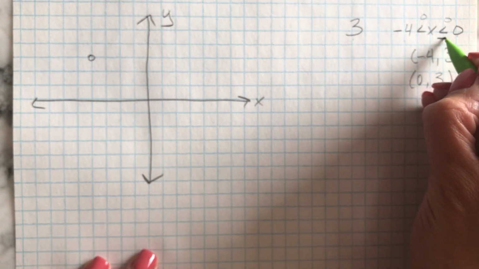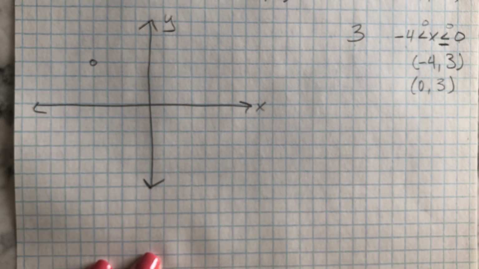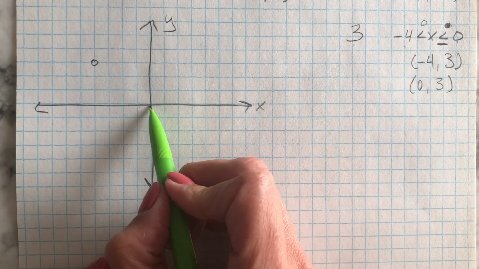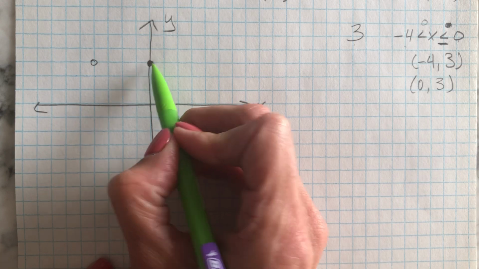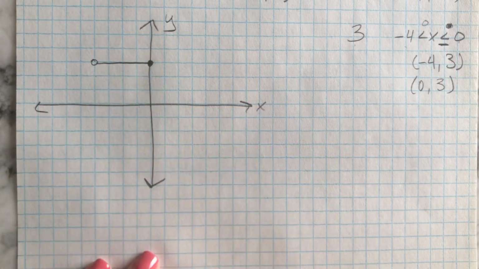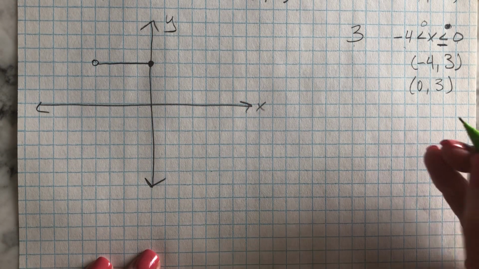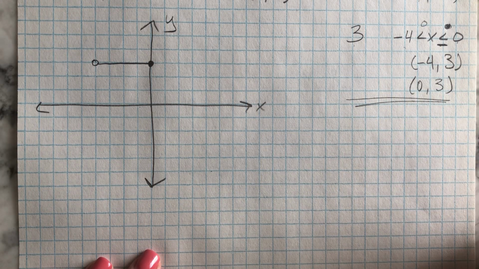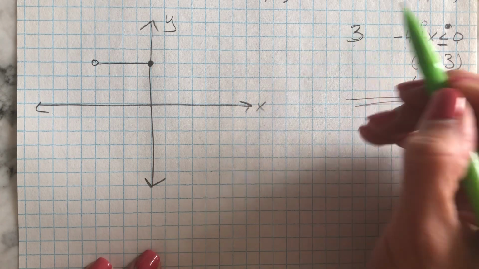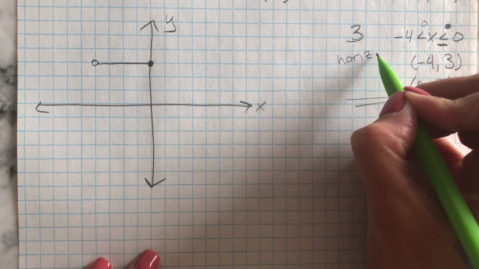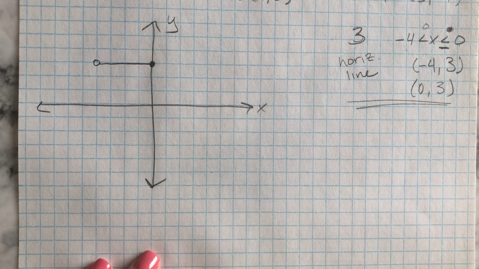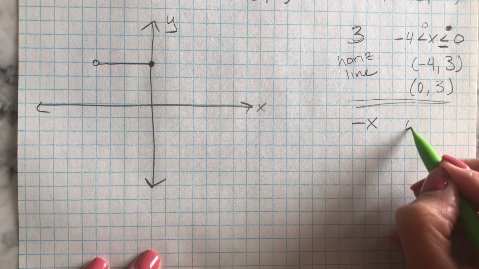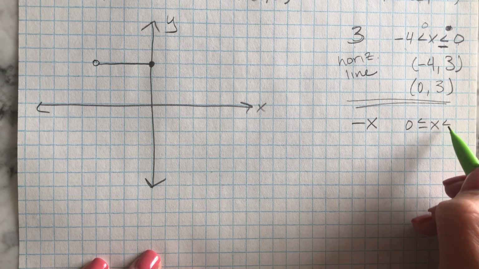Oh, sorry, I wrote that down wrong. It should be closed. And then 0, 3. And it's a constant, just straight across. Okay, next one. So when you just have a number given, that's going to make a horizontal line. Okay. All right, next one is -x from 0 to 2.